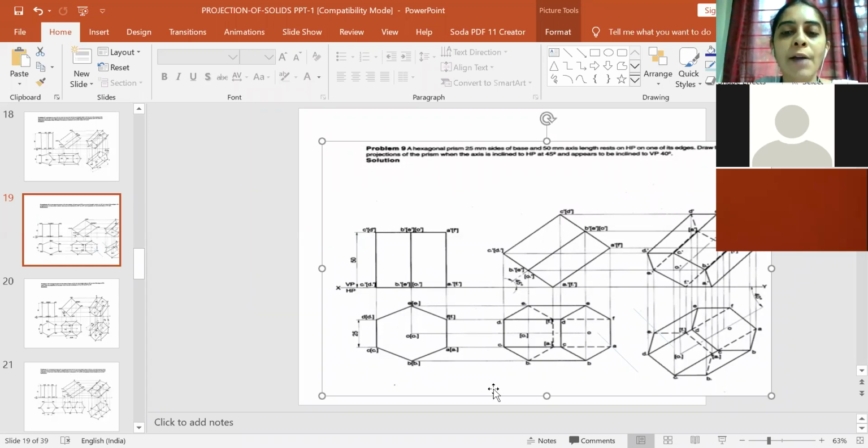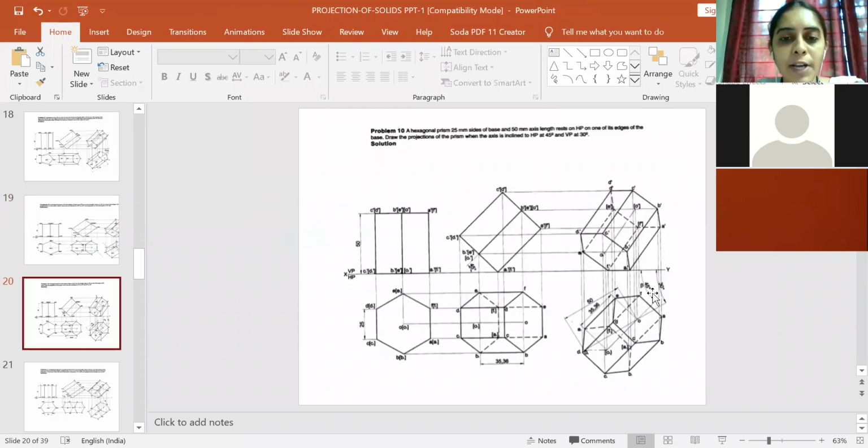So this is how you have to solve the problem in hexagonal prism when the hexagonal prism is resting on one of its edge. And in the second stage, the axis is inclined to 45 degree, and the axis appears to be inclined to 40 degree to VP. If it was directly inclined to VP, then we would have determined the apparent angle. So this is about the problem.